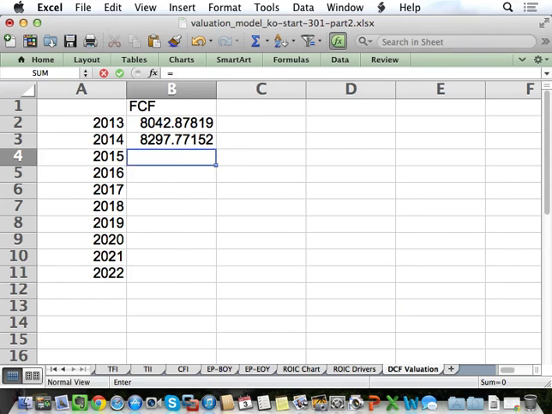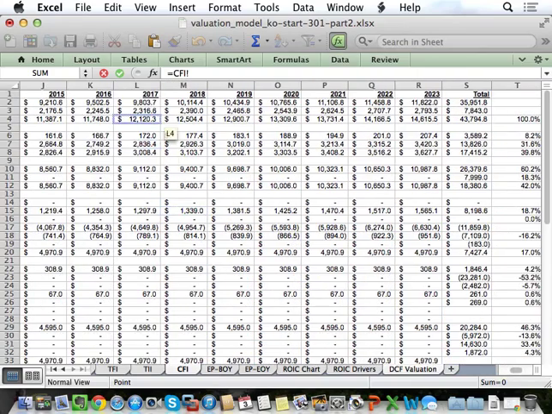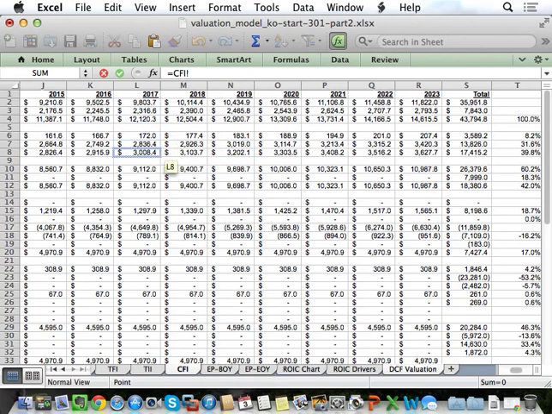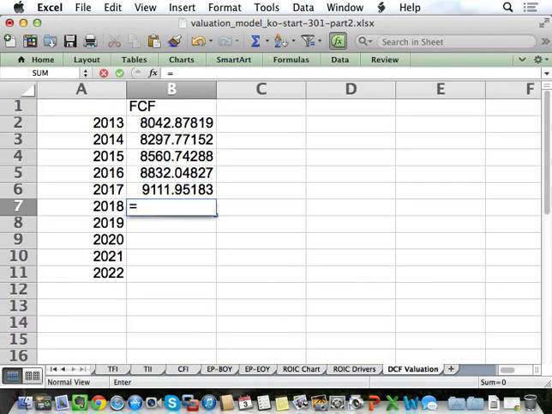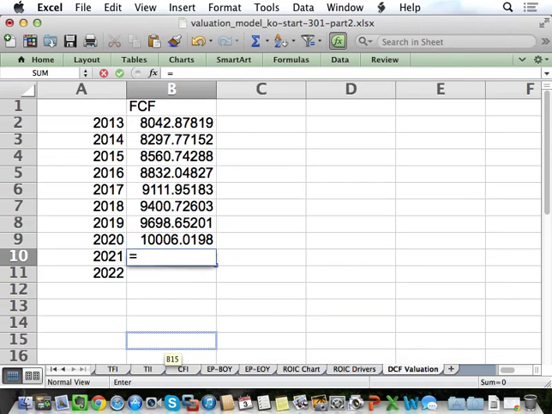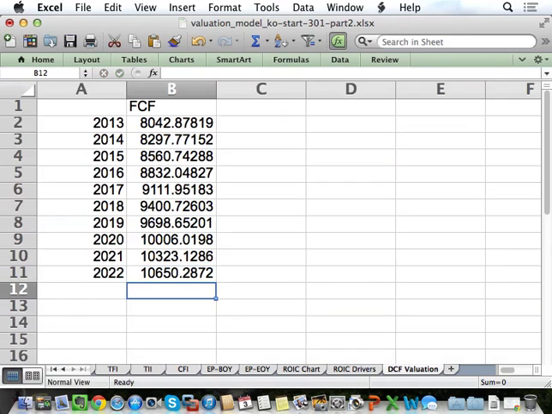2015 off the CFI, J12. 2016 forecast for free cash flow off the CFI is K12. 2017 forecast for free cash flow is L12. 2018 forecast for free cash flow is M12. 2019 N. 2020 is O. 2021 P. And 2022 is Q. So H, I, J, K, L, M, N, O, P, Q.